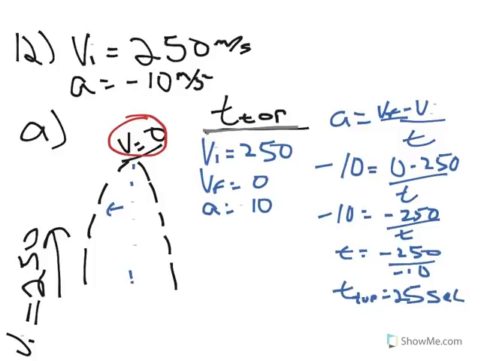Now that's the time that it takes to go from here all the way up to here. Alright? So 25 seconds is how long that would take. So how long would it take to go from here back down to here? Alright? And the answer to that is it would take the exact same amount of time. So the time down would be 25 seconds.